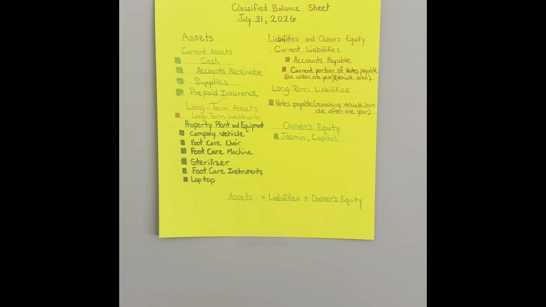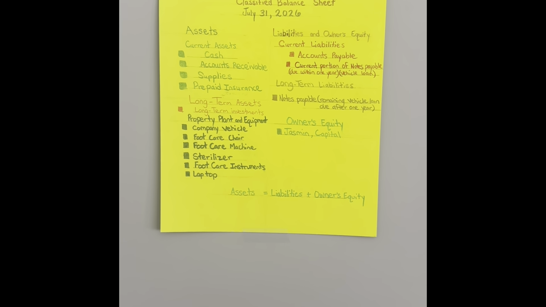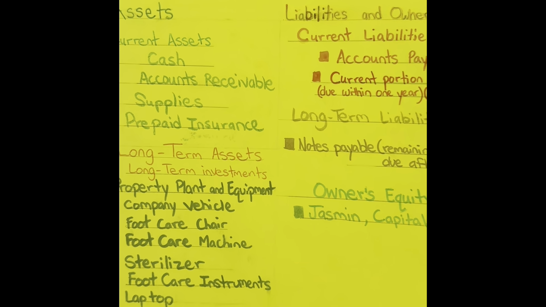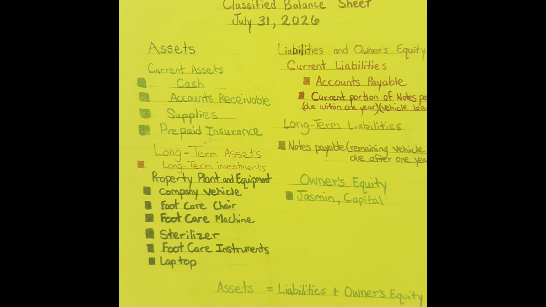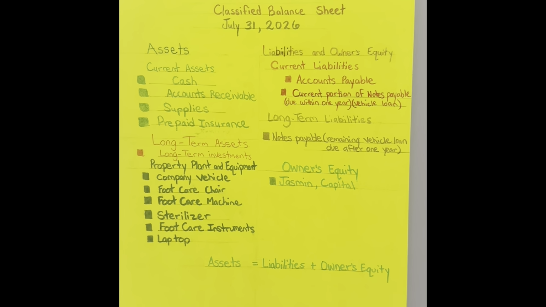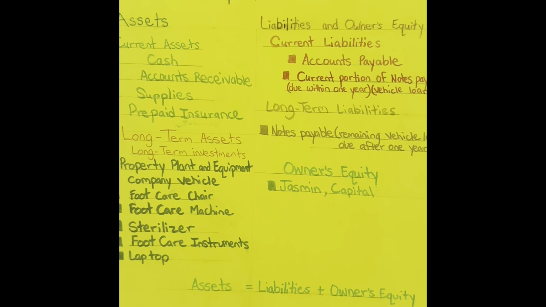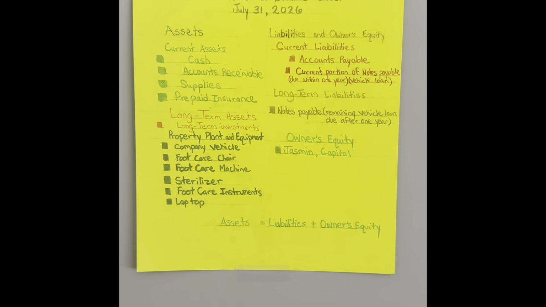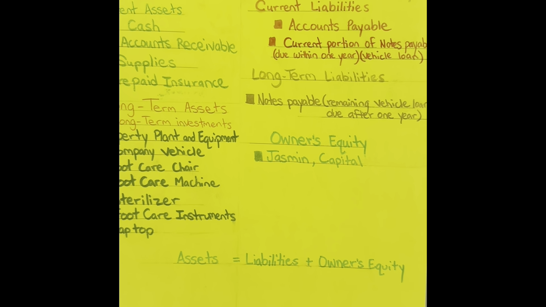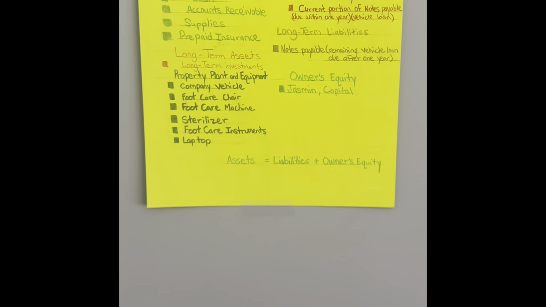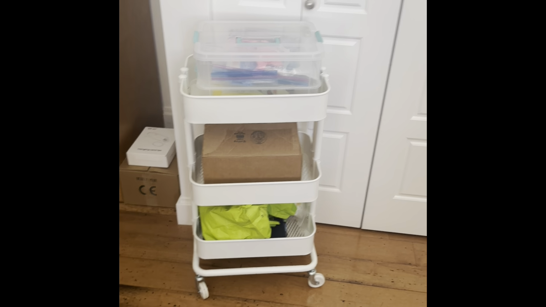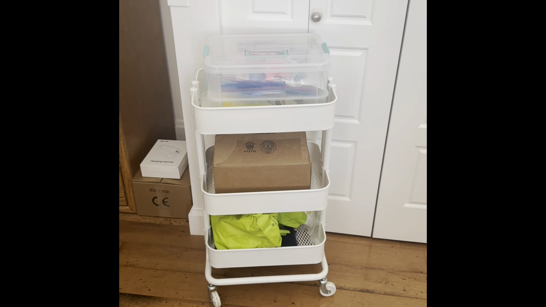And of course, a classified balance sheet is 1 point in time. So it would be the assets and liabilities that you own and owe at 1 point in time. And remember, assets equals liabilities plus owner's equity. Always, always, always. And when I do go drive around to people's houses, I take this handy little cart here. And I did have to also buy that when I started up my business.